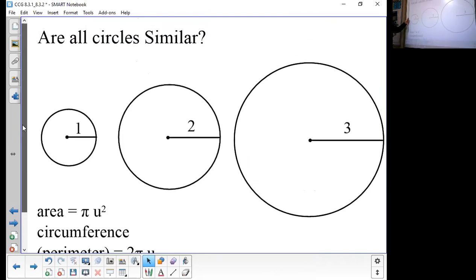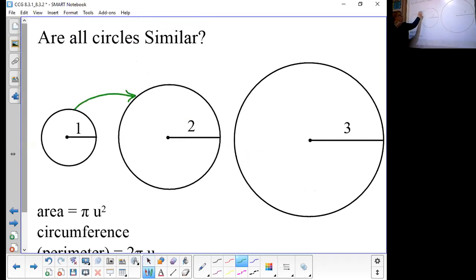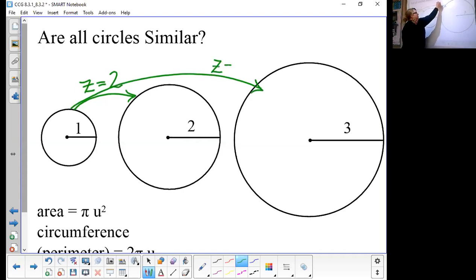Okay. Let's think back. Are all circles in general similar? Yes. All right, so if this circle is similar to this circle, what is my zoom factor? 2. My zoom factor would be 2. And what would the zoom factor be from this one to that one? 3. So last block, we talked about how the perimeters of similar shapes were affected by the zoom factor, and how the areas of similar shapes were affected by the zoom factor.